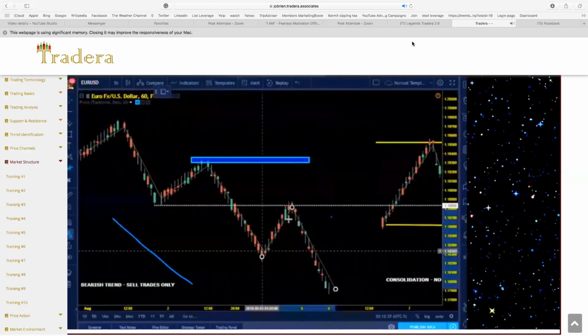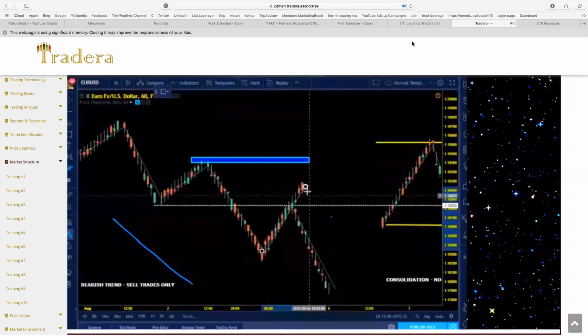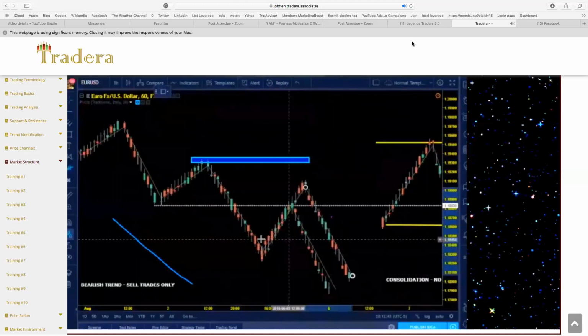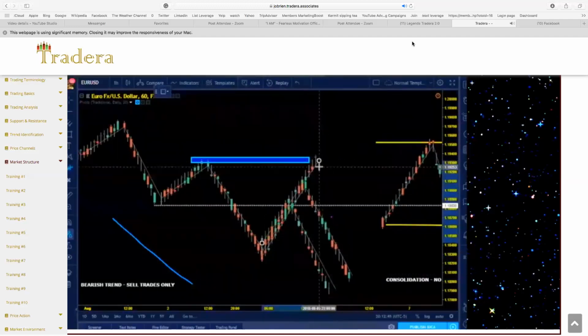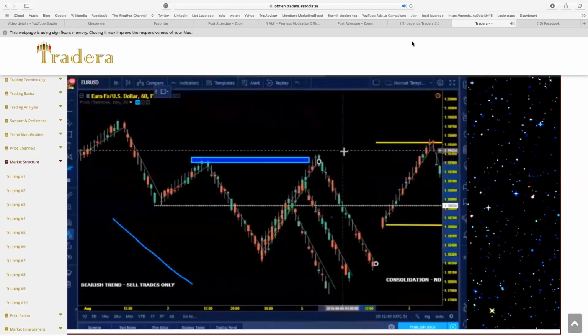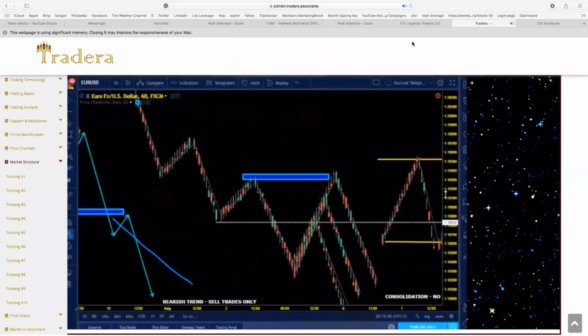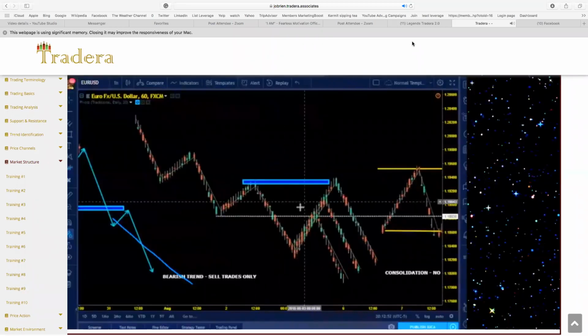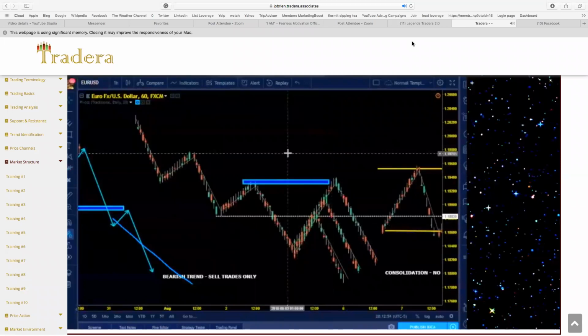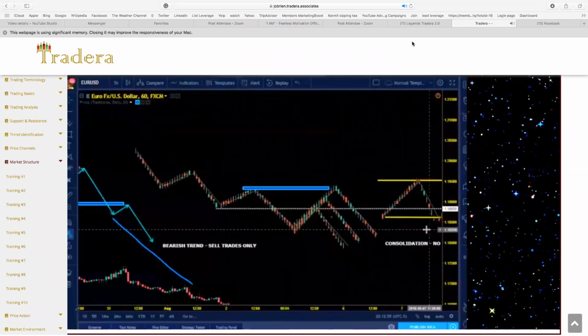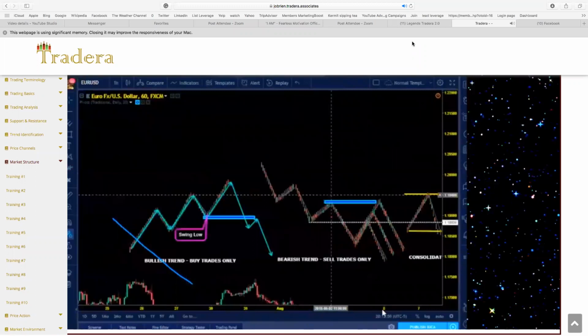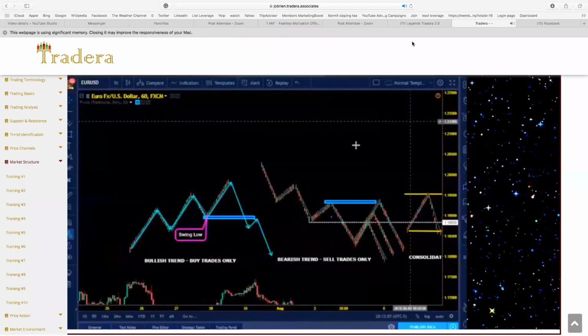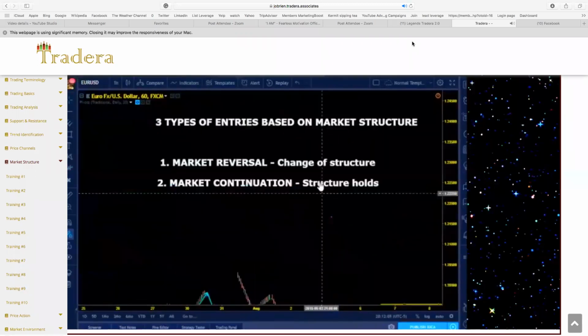But we know that price can come back anywhere in here and still continue on, even all the way back up to structure. So what a continuation trade is going to look like, guys, is we're simply looking to find an entry in the direction of the current trend. It's that simple. So that's going to be the continuation trade. Those are the two trades that we've discussed so far.